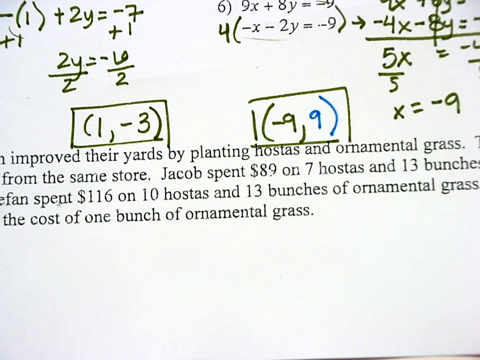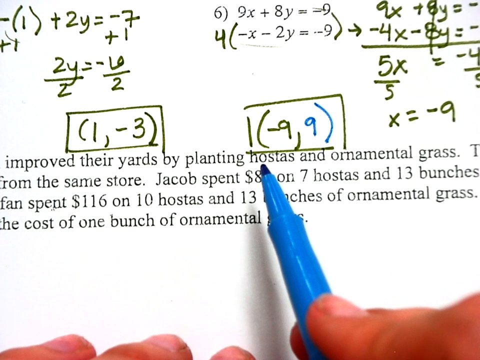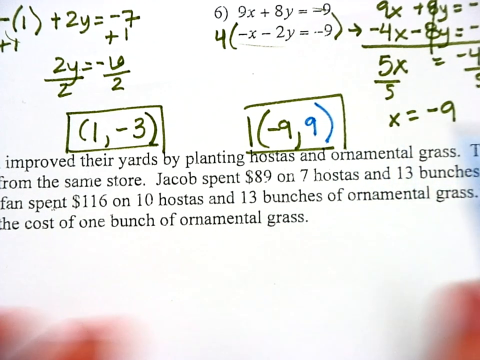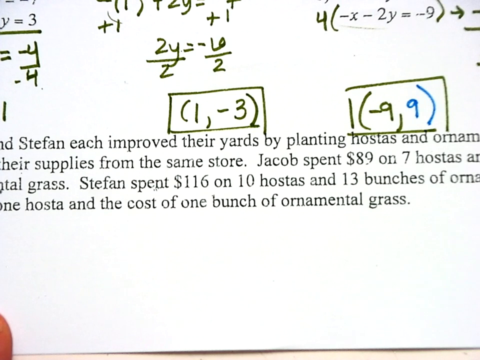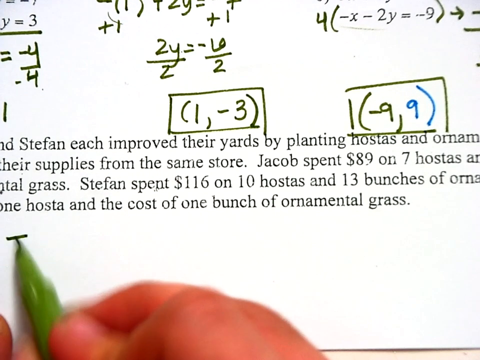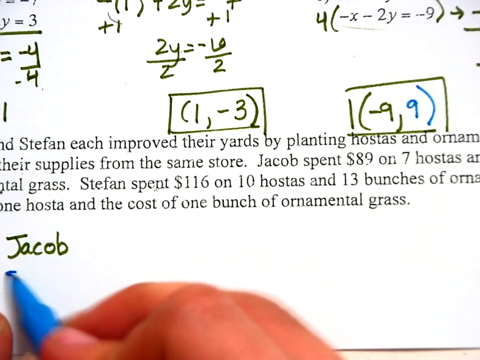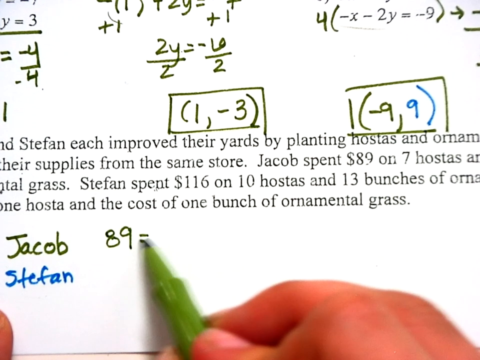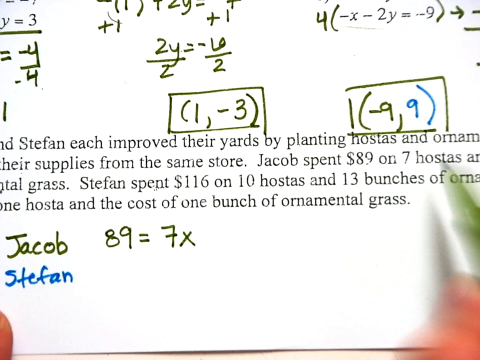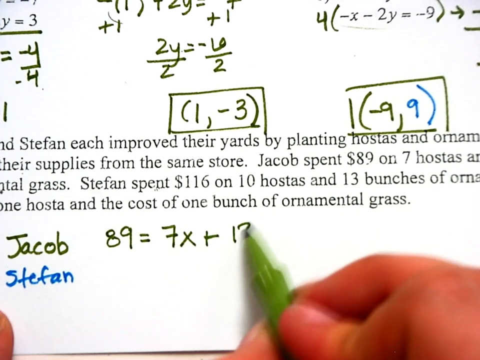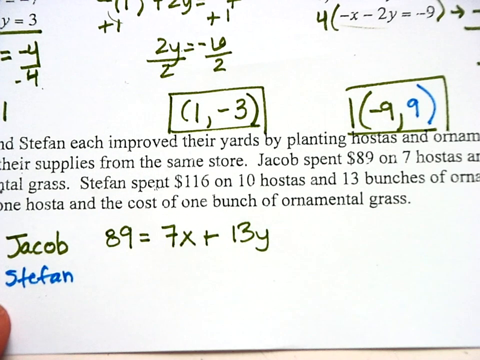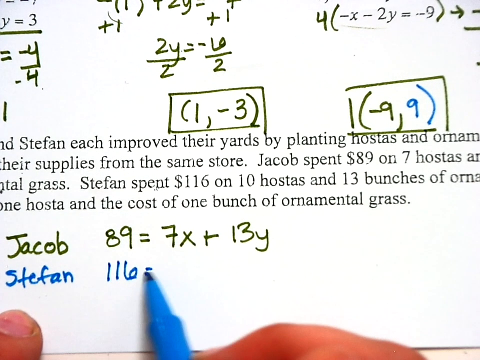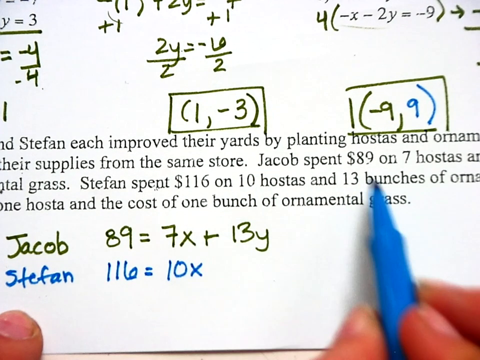Okay, last problem is our word problem. So let's see what we're talking about here. We've got 2 people, Jacob and Stefan, or Stephen, and then they have hostas, I'm not sure if that's pronounced correctly, and grass. So we're talking about 2 different plants. Okay, so we're going to write 2 equations. Remember, we're solving a system, so we need equations. The first equation is going to be for Jacob. The second one is going to be for Stefan or Stephen. Okay, so for Jacob, Jacob spent $89, so that's the total, for 7 of our x, we'll make this x, and 13 of the grass, which will make y. For our other person, we have 116 as the total for 10 of these plus 13 of these.